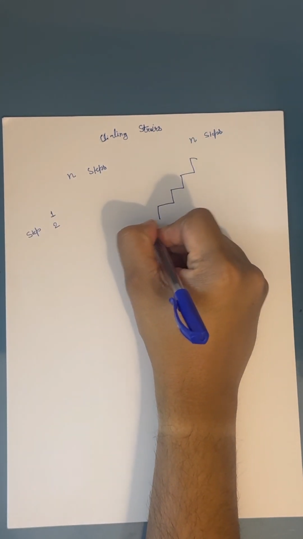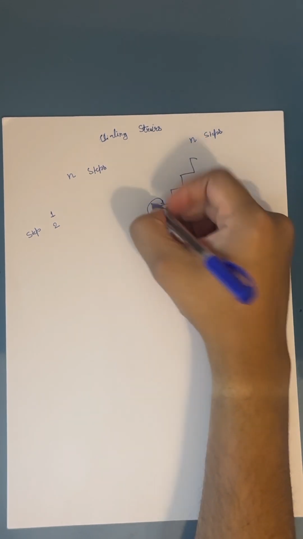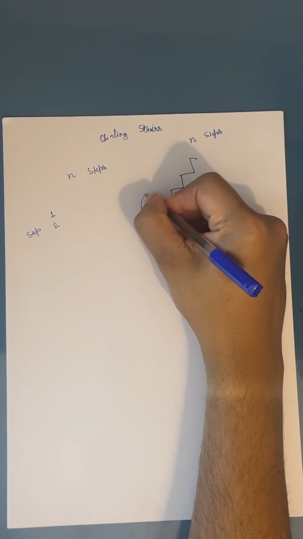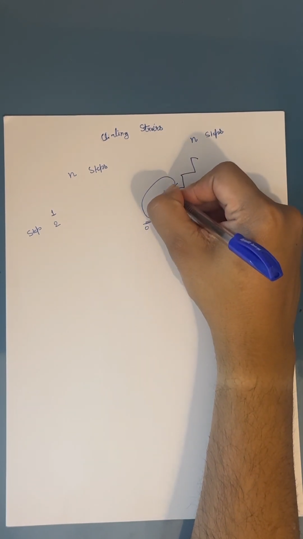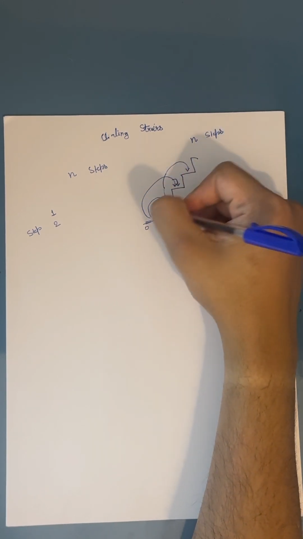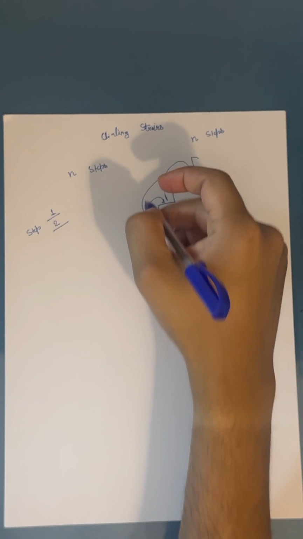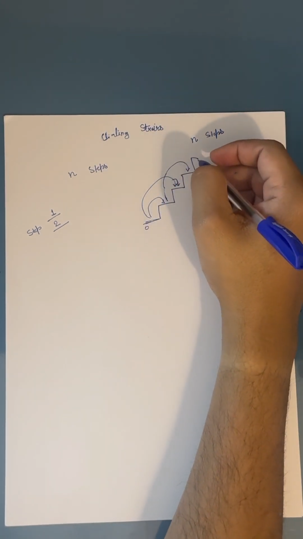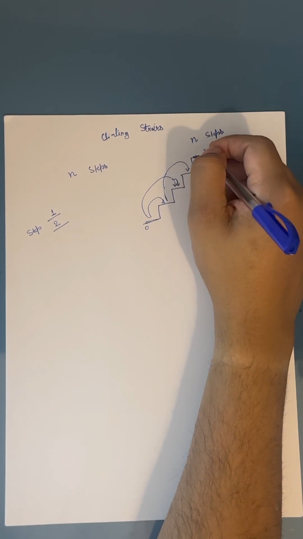Means from here, if you are at the base position, you can climb to this one, or you can climb to the second directly. So there are two ways. From this position, either you can climb to this, or you can climb to this directly. Either you can take 1 step at a time, or you can take 2 steps at a time. You need to tell how many distinct ways you can reach the top of the climb.